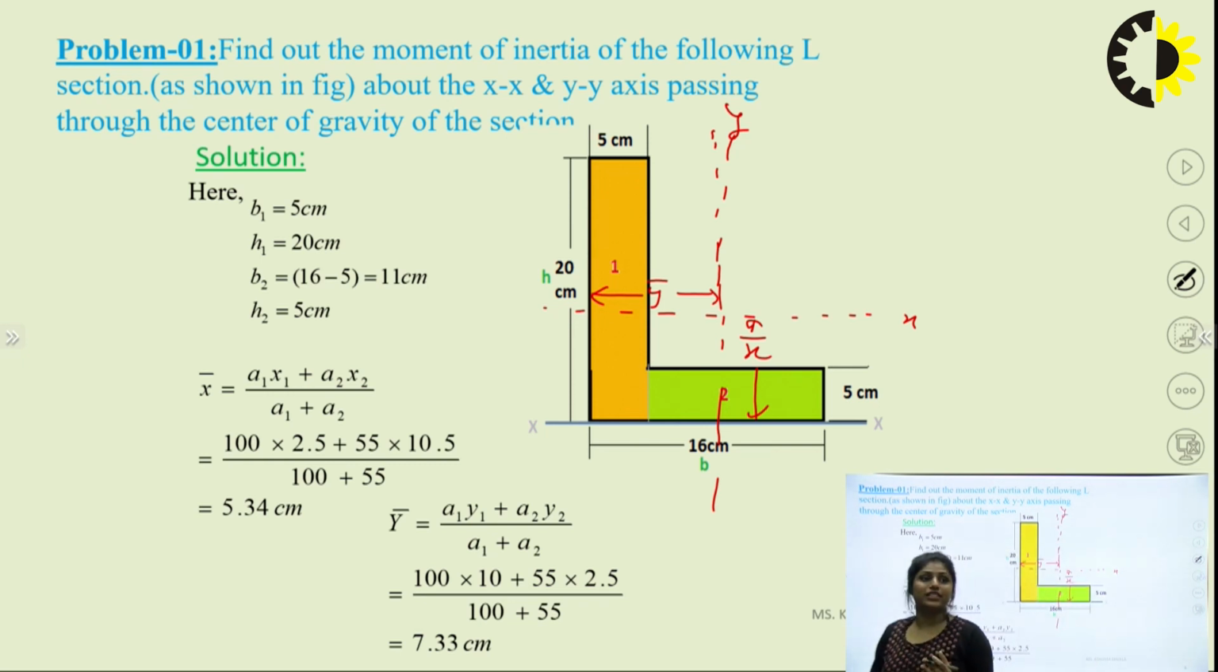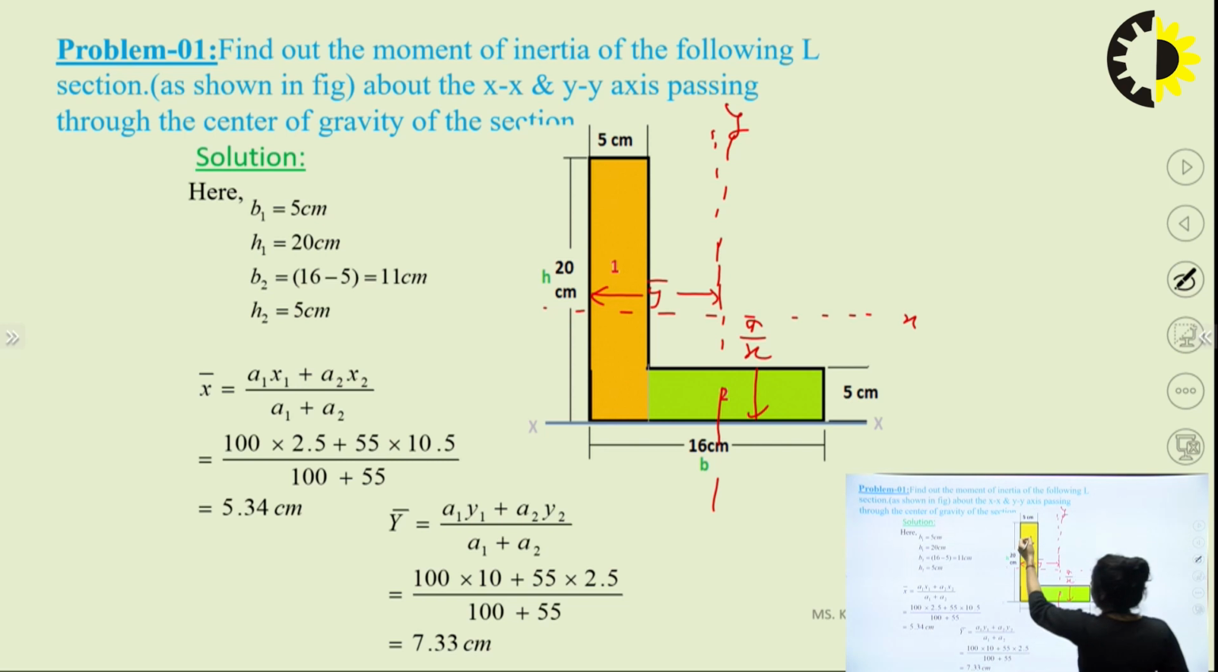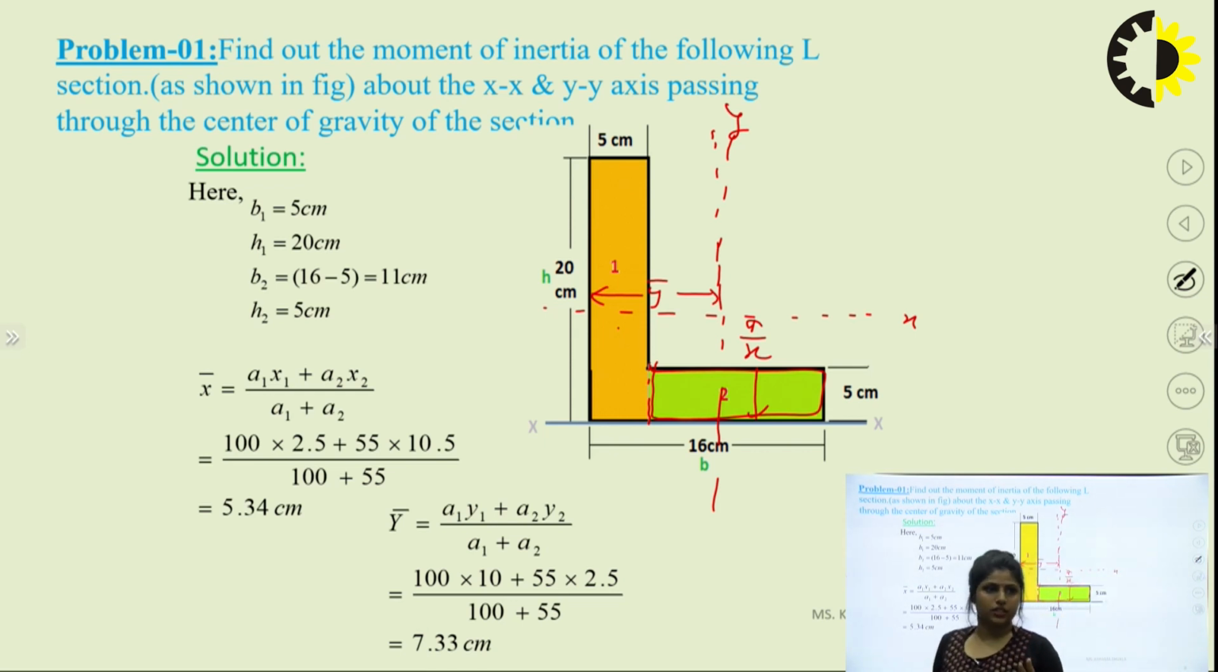How can we find the centroid of any section? If it is a composite section, made of some rectangle or triangle or circle, we just cut it into particular shapes. If this is our composite section L, I break it into two shapes: this is our first section, and this rectangle is our second section. If this is some U shape, I break it into three sections. Whatever is easy for me, I break it.